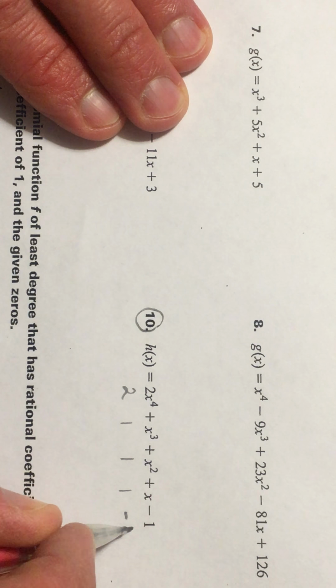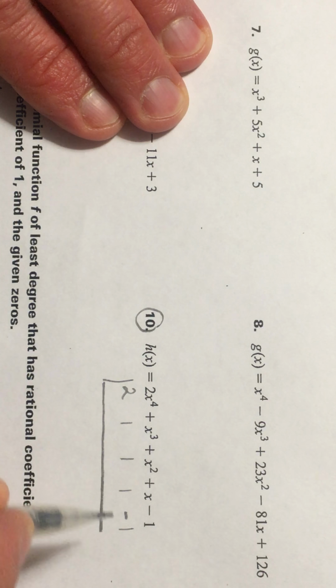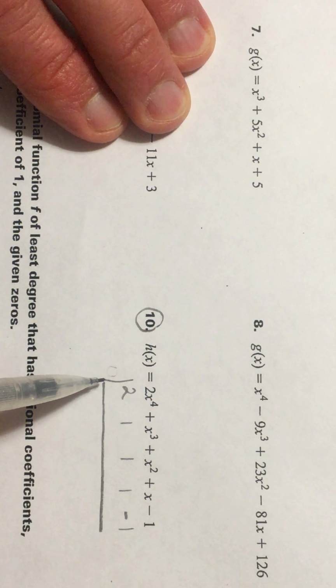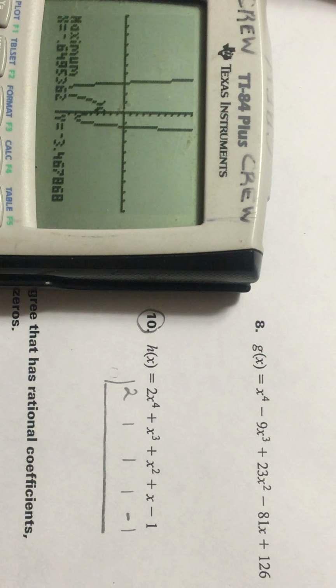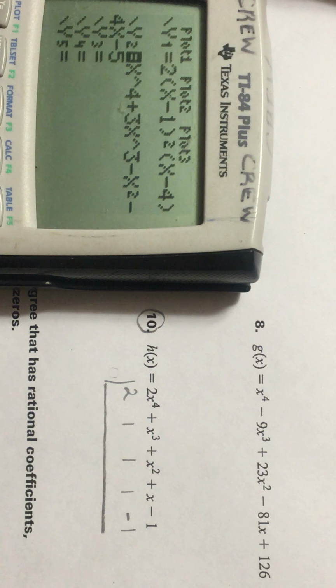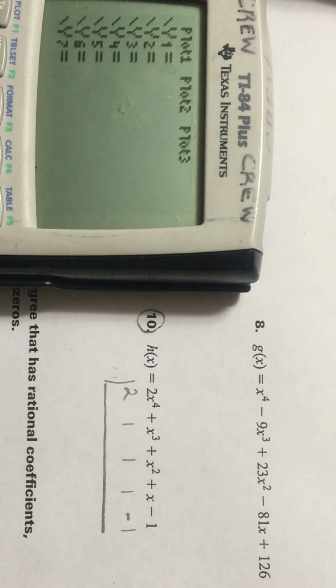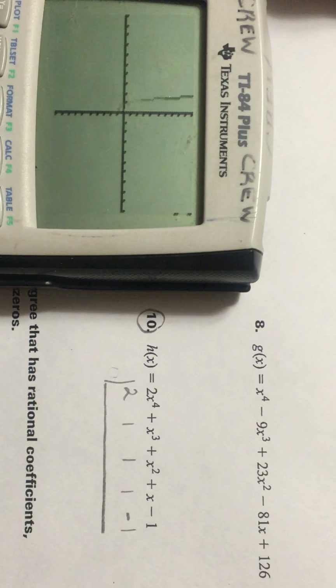So here's the coefficients. I got the camera on the other side. I'm trying to figure out what's best. All right, so I got to go put this in my calculator to find a 0 to divide by. Second quit. Y equals, clear that. That's from our notes. 2x to the 4th plus x cubed plus x squared plus x minus 1. Graph. I'm looking for x-intercepts.